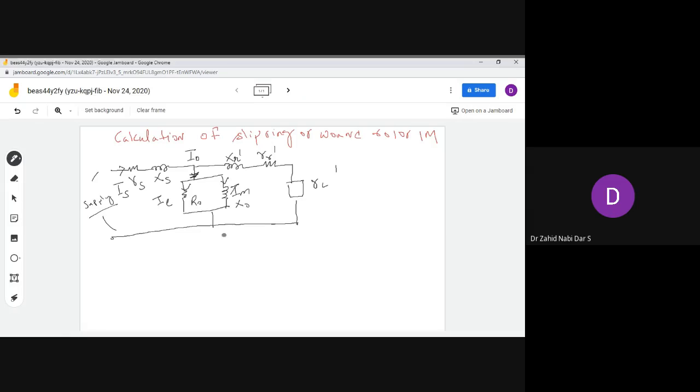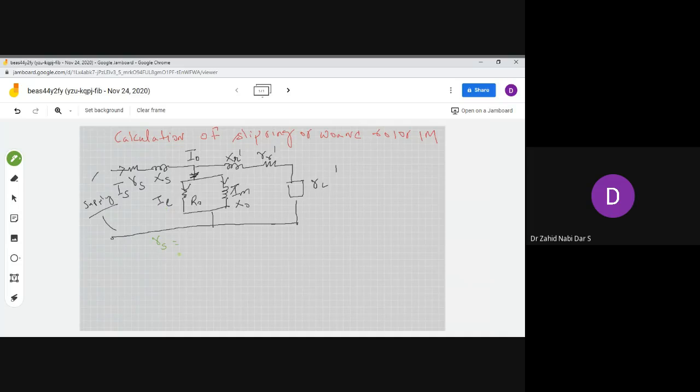As of now, when I'm drawing this particular circuit, I can note the values. What is RS? RS is nothing but stator resistance per phase. And XS would be your stator reactance per phase.